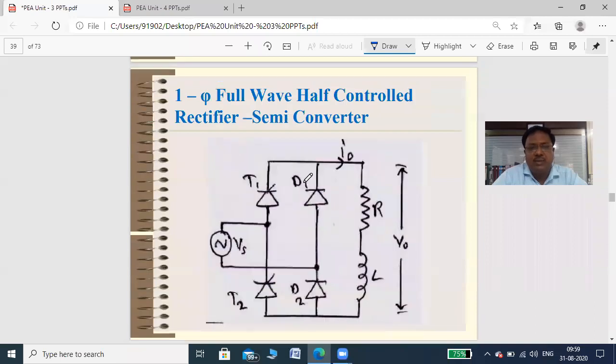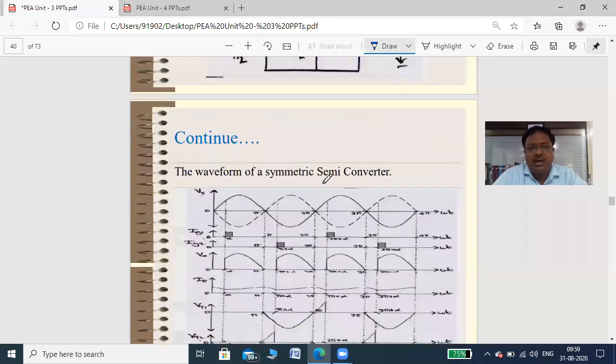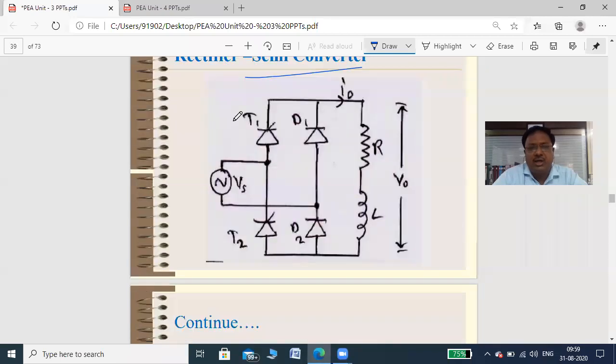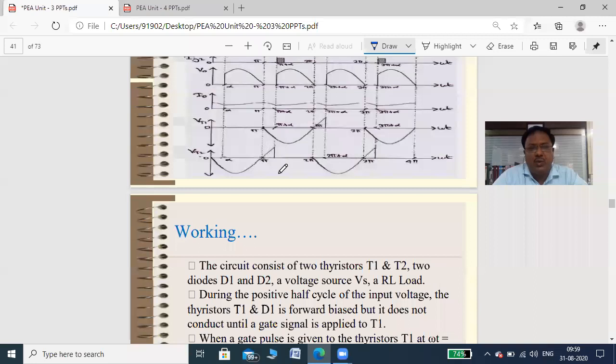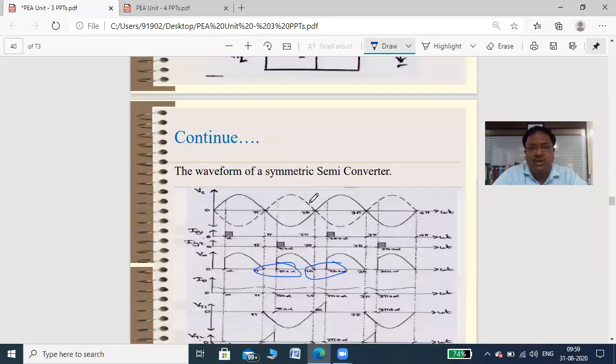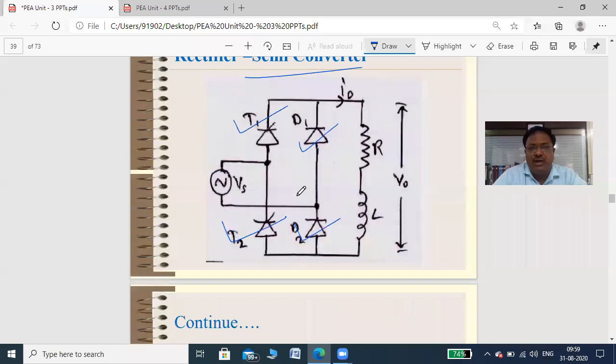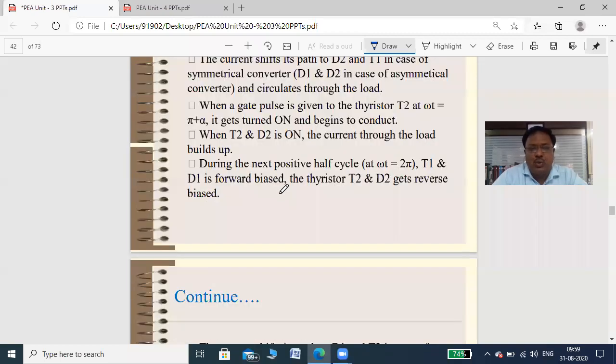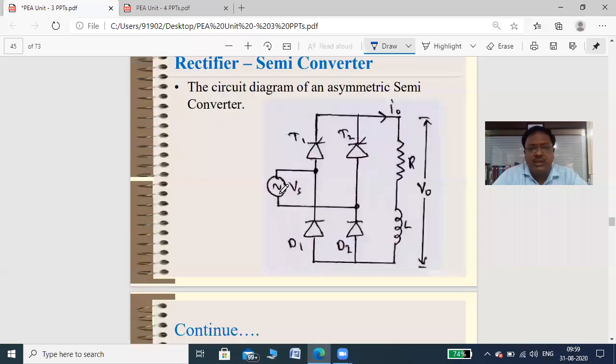Then this is a semi converter. This is a symmetric semi converter. T1 and T2 both are connected in a single arm, and two diodes in a second arm. In a semi-converter, whether you connect R load, RL load, whatever it may be, the negative part is always absent, because the diode itself acts as a freewheeling diode. So this is for the semi-converter.